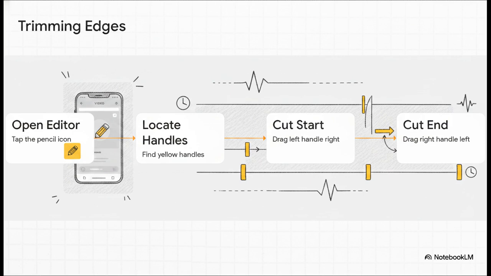Say you spent the first 5 seconds fumbling around with your phone, or maybe there's a really awkward pause at the very end. You fix this easily by trimming. Open your video, tap the edit pencil icon, and look for the yellow handles on the timeline. Just drag the left handle to the right to chop off that messy beginning, and drag the right handle to the left to clean up the ending. Tap Done, and it's absolutely perfect.